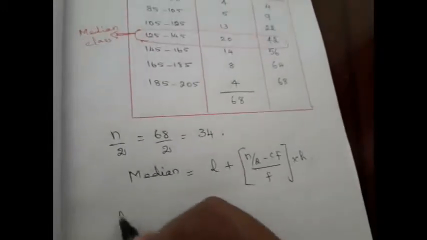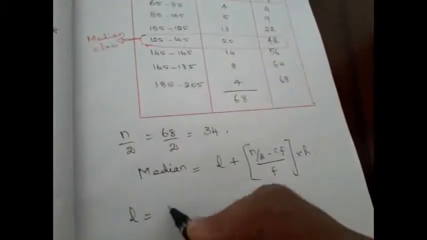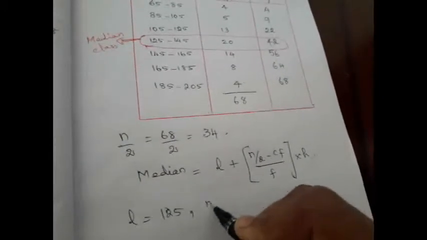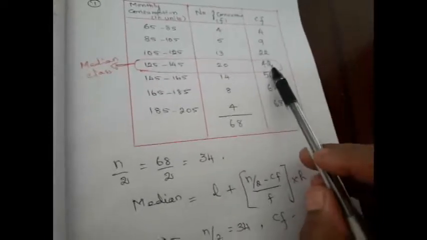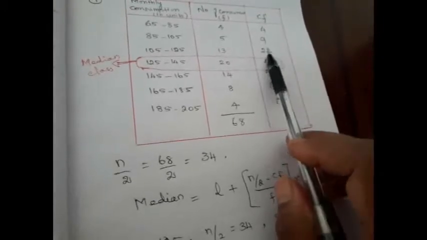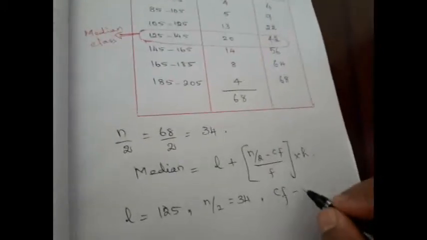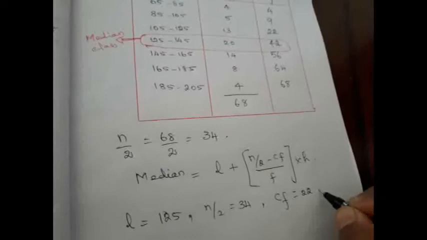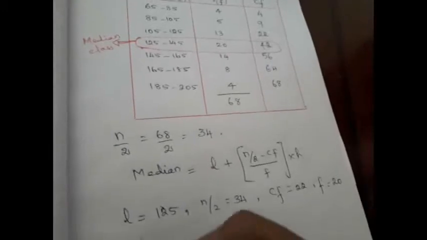Now we have to identify what is our L, n by 2, CF, F and H. What is your L? Lower limit of your median class, which is 125. N by 2 is 34. CF is the cumulative frequency of the class preceding the median class, which is 22. So CF is 22. F is the frequency of the median class, which is 20, and H is the class size. What is the class size here? It is again 20. 145 minus 125 is going to be 20.